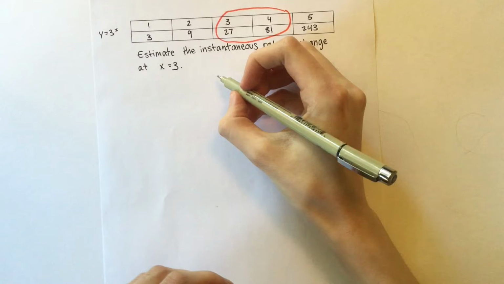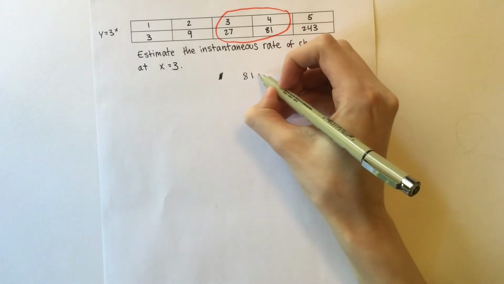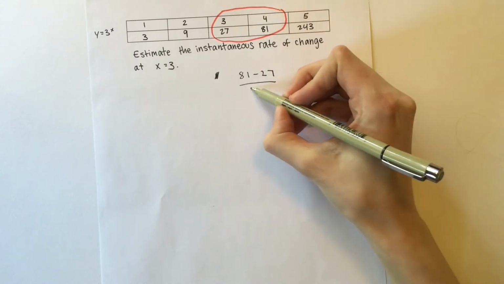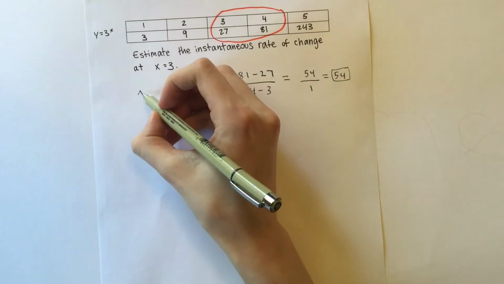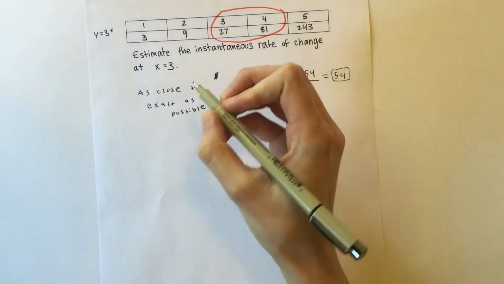Just to clarify, the difference between instantaneous and average rate of change is this. The average rate of change is over an interval of time, whereas the instantaneous rate of change occurs at one point. So we're using (y2 - y1) over (x2 - x1). So that gives us (81 - 27) divided by (4 - 3), giving us the final answer of 54. This is an estimation, and given this information, this is as close to exact as possible.